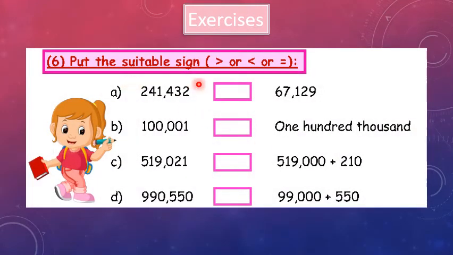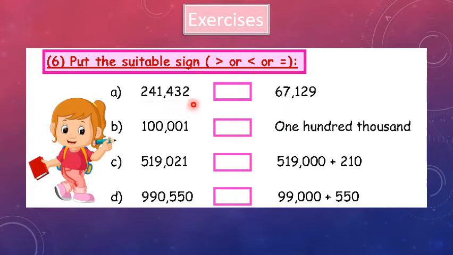Put the suitable sign: more than, less than, or equal to. Begin by counting. We will count the number of digits in each number on both sides. When a number has fewer digits, then this number is the smaller number. If we have the greatest number of digits, then this number is the biggest number. If we have an equal number of digits on both sides, then begin from left to compare.